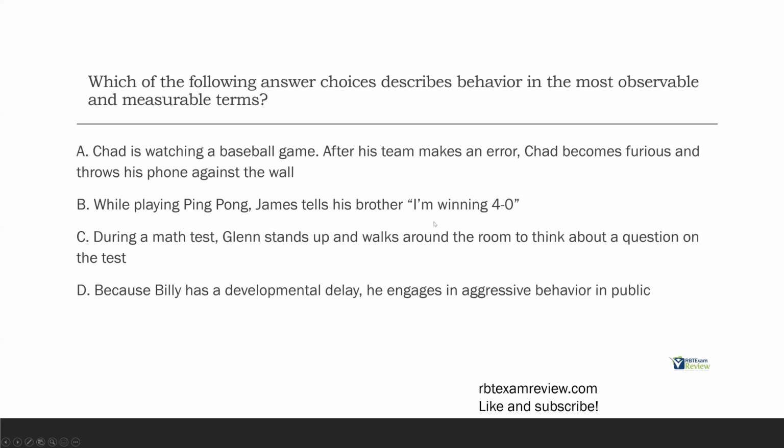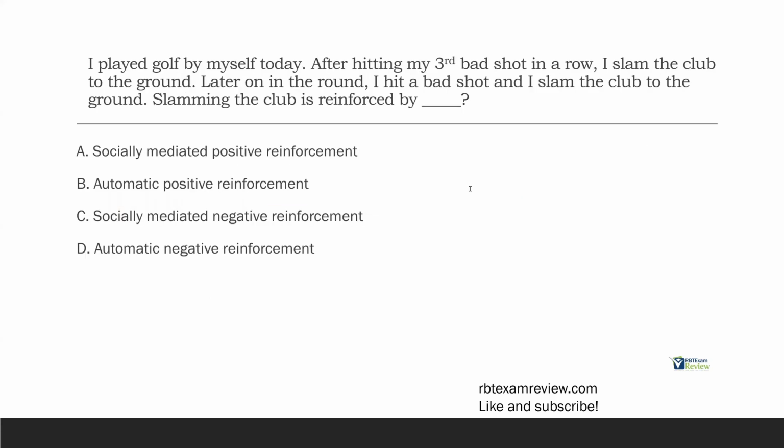James playing ping pong and telling his brother, I'm winning 4-0. I played golf by myself today. After hitting my third best shot in a row, I slammed the club to the ground. Later on in the round, I hit a best shot and I slammed the club to the ground. Slamming the club is reinforced by what? All right, we have another behavior question. We have another reinforcement question.